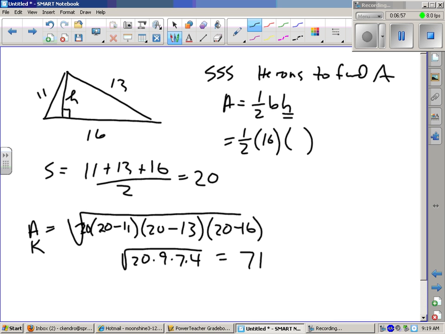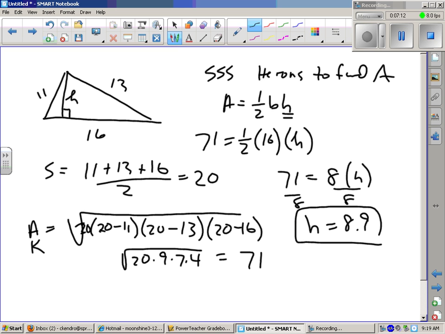So if I set that equal to 71, and I'm solving for height here, 71 equals 8 times height. So divide both sides by 8. So I get the height to be about 8.9. So you had to know a couple of things. You had to know Heron's to find the area, and then we needed the area formula to be able to solve for h.